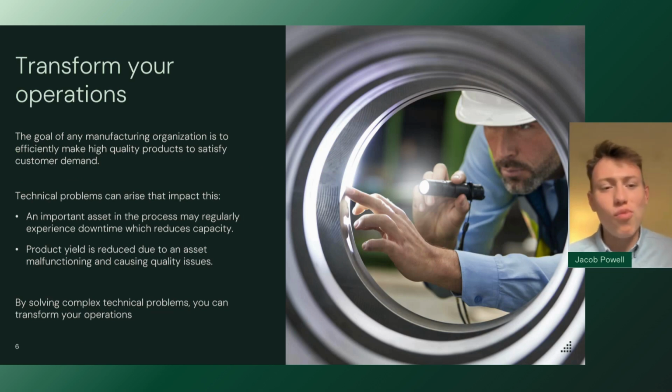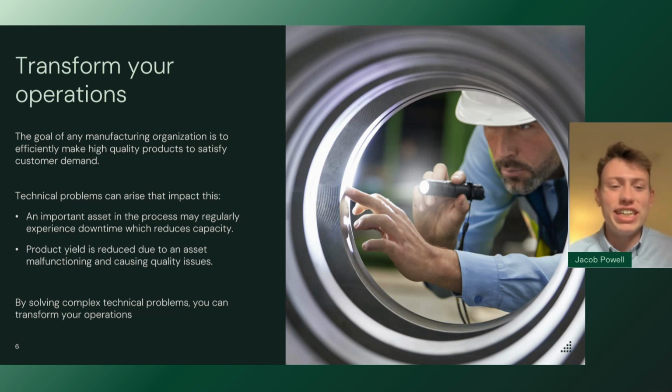So when I was thinking about what the goal of a manufacturing organization is, I put some words together, and I think this summarizes it well. It's to effectively and efficiently make high quality products to satisfy some consumer demand. And manufacturing organizations will often do this by taking some raw materials, transforming these in a value add way, and then dispatching them to customers. And the main way to do that value add transformation is using some machines or assets.